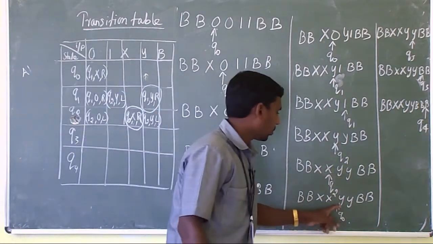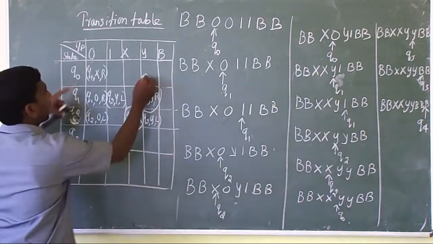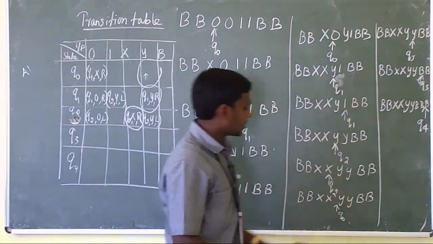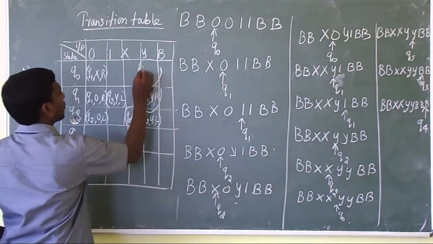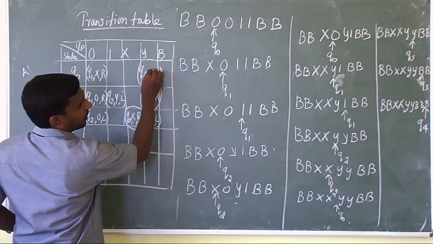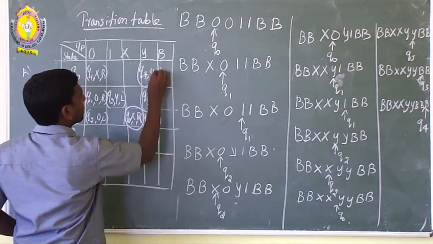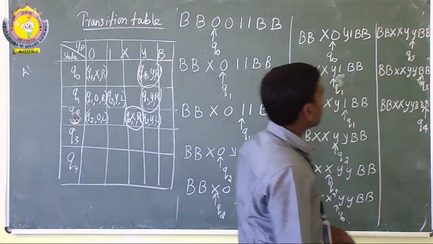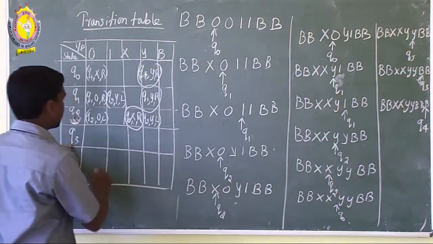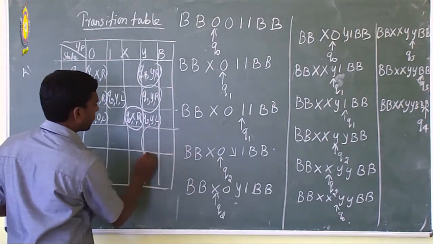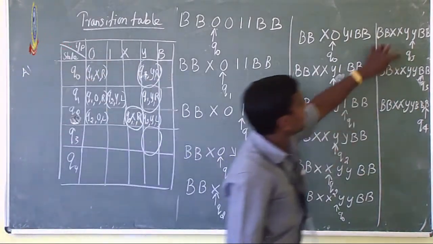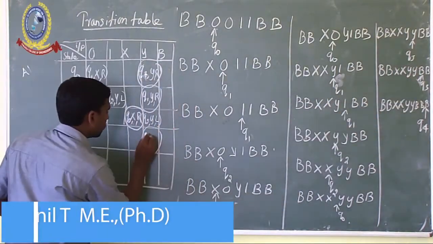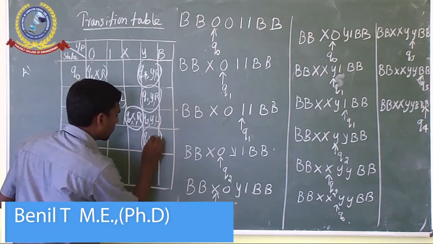Now Q0 y, we have the state here Q0 y. That is Q0 y equal to, y is there, but it goes to Q3. So Q3 comma y comma right. Now Q3 y, here it is Q3 y. See Q3 y. So Q3 comma y comma right.